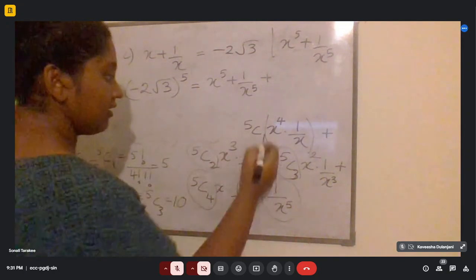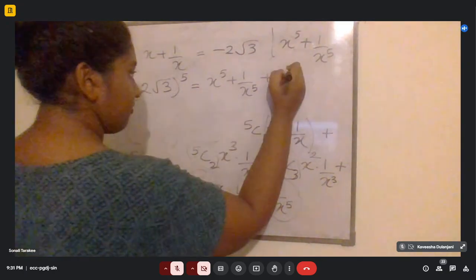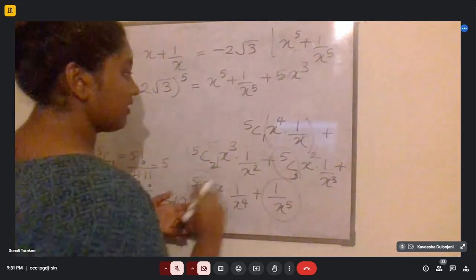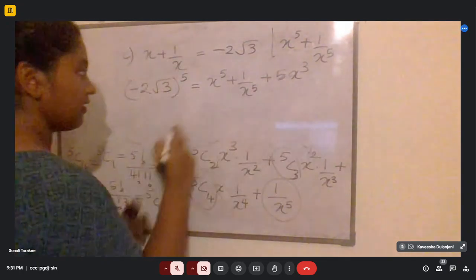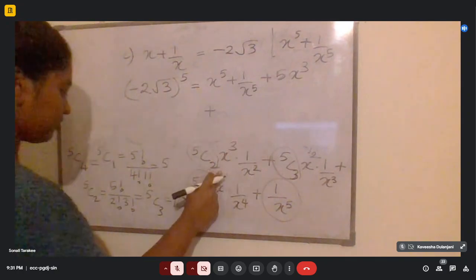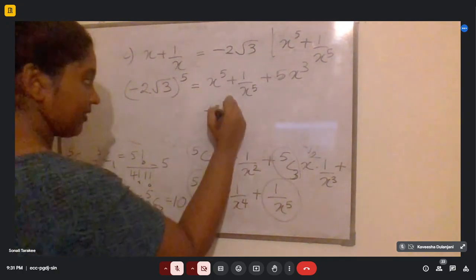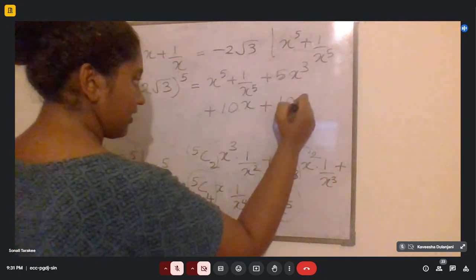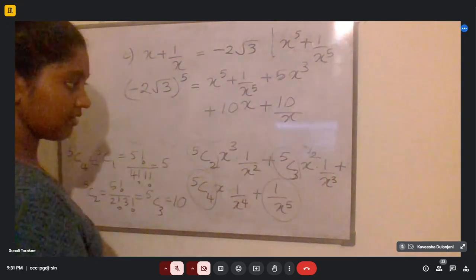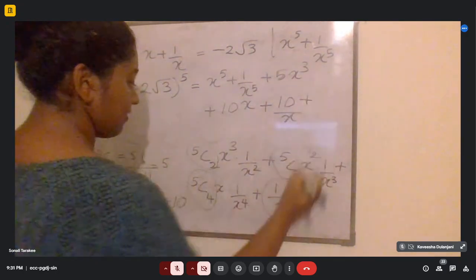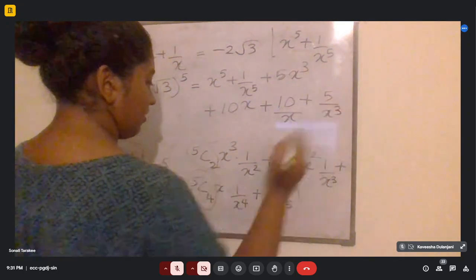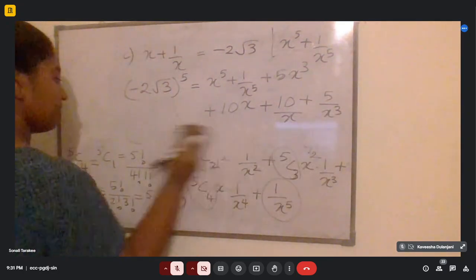Now if you write it here, you get 5 times x to the power 3 plus 5C2 is 10, 10x plus 10 over x plus 5 over x cube. That's it.